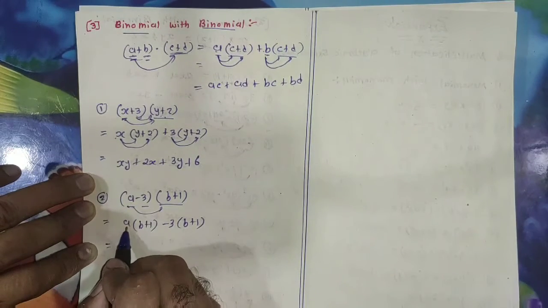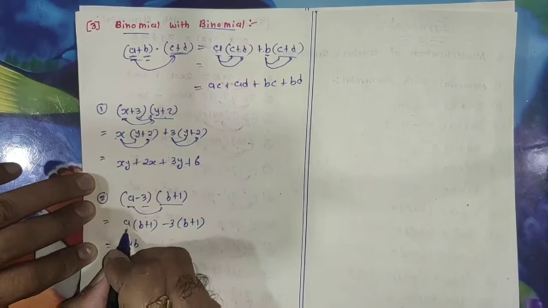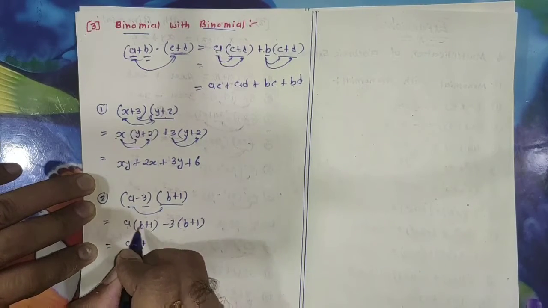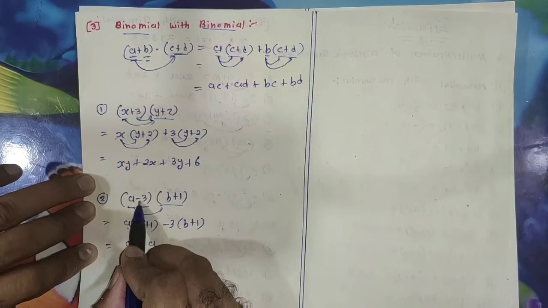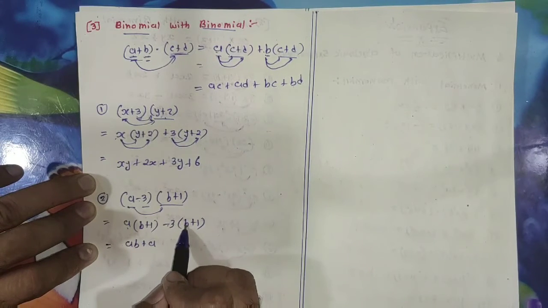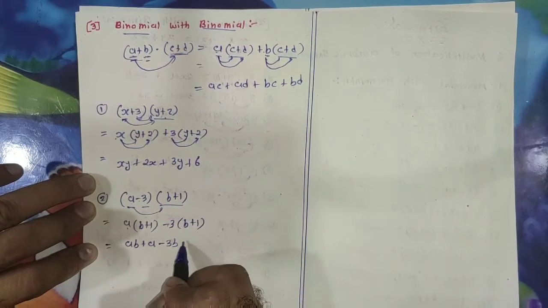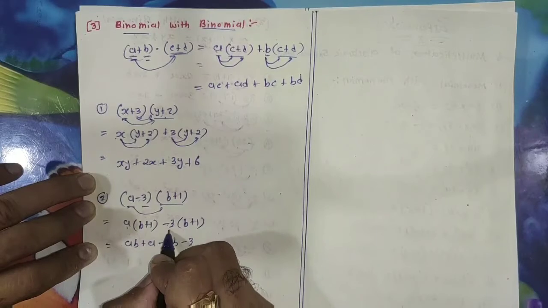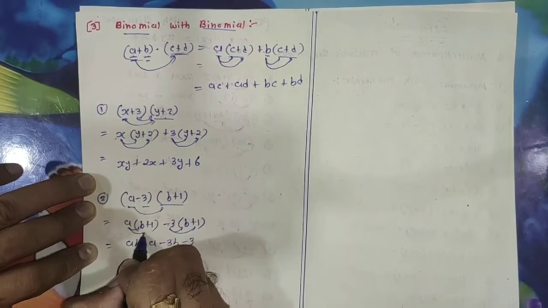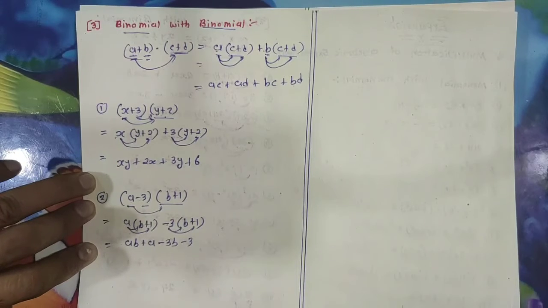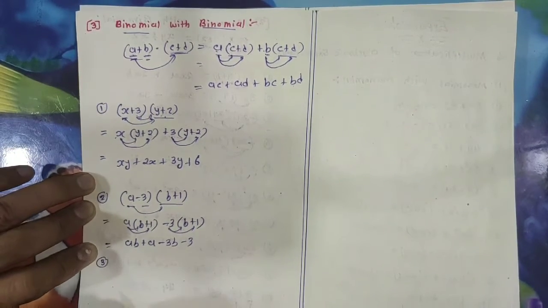Now it's again monomial with binomial, so it's a into b, ab, a into 1, so it's a. Now here a minus sign is there and a minus 3 is there, so minus 3 multiplied with b, so minus 3b, and again multiply this minus 3 with 1, so it's minus 3. कैसे किया, 3 को b के साथ मल्टीप्लाई किया, 3 को a के साथ मल्टीप्लाई किया, a को b के साथ मल्टीप्लाई किया, a को 1 के साथ मल्टीप्लाई किया. क्लियर स्टूडेंट्स. देखते हैं अभी थर्ड सम.